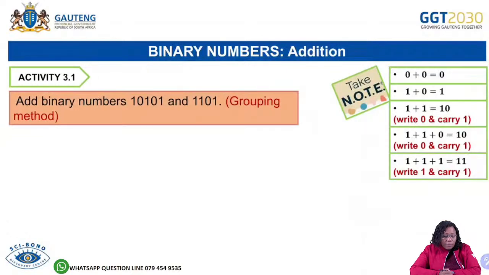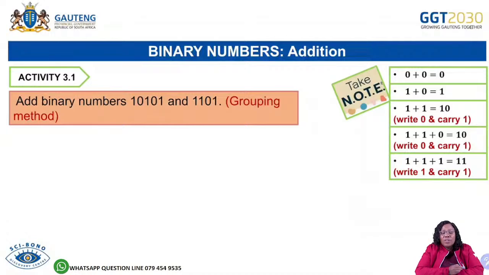Right, we are now done with the conversions of binary to decimal and decimal to binary. We are now looking at the addition of binary numbers. How do you find the sum in binary? Because binary works only with 1 and 0, you can't bring in any other number there.